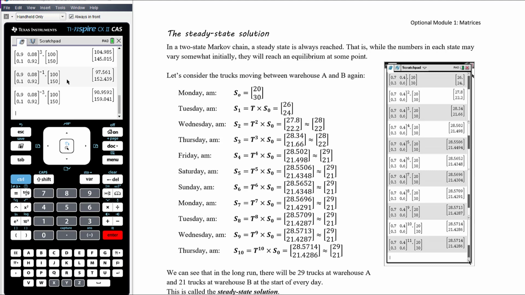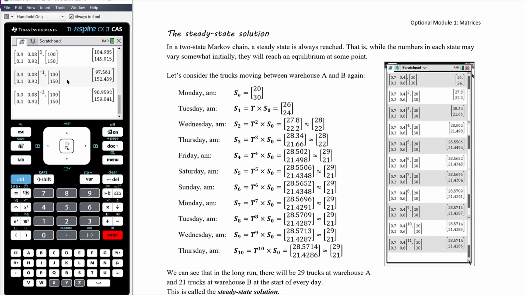What that means is that while the numbers in each state might vary somewhat initially, they eventually reach an equilibrium point. So if you continue with your trucks moving between your 2 warehouses, at some point the numbers are going to reach an equilibrium where, even if 20% of the trucks go from B to A and 40% go from A to B, you'll get numbers at A and B such that 20% of the trucks at B is the same number as 40% of the trucks at A. So each day the same number of trucks move, and that means the number of trucks at each warehouse remains the same from then on.